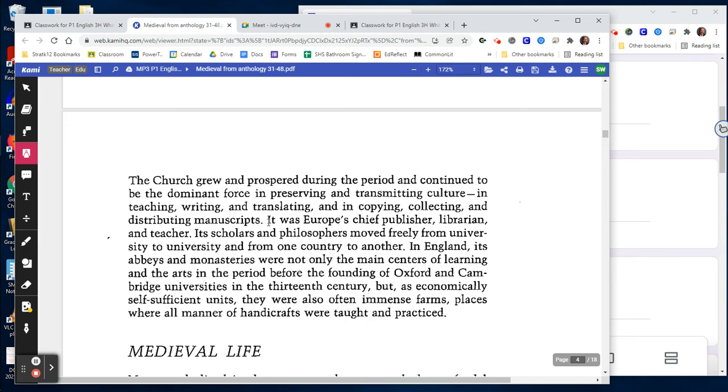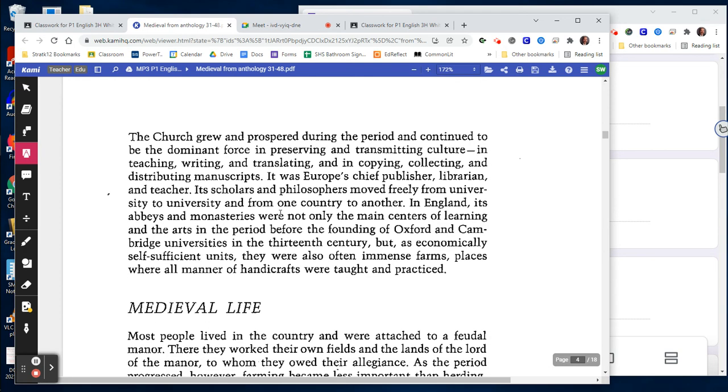The church grew and prospered during the period and continued to be the dominant force in preserving and transmitting culture, in teaching and writing and translating, and in copying, collecting, and distributing manuscripts. It was Europe's chief publisher, librarian, and teacher. Its scholars and philosophers moved freely from university to university and from one country to another.